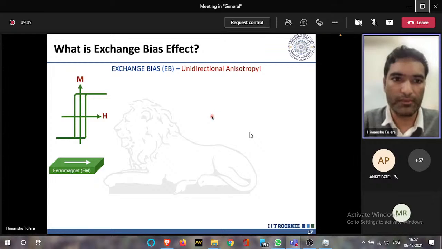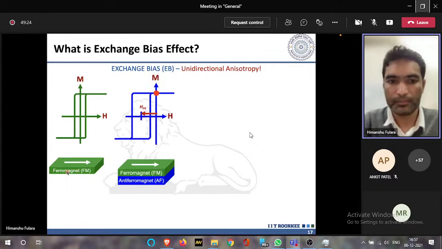What is the exchange bias effect? You have a ferromagnetic layer, and if you try to record the magnetic response of this layer, then you have this hysteresis behavior, which you have already studied in your 10+2. And then if you grow this ferromagnetic layer over an antiferromagnetic layer, then due to the exchange interaction of the spins of the antiferromagnetic and ferromagnetic layer, there will be a shift in the hysteresis loop, and there will be a broadening in the hysteresis loop also.